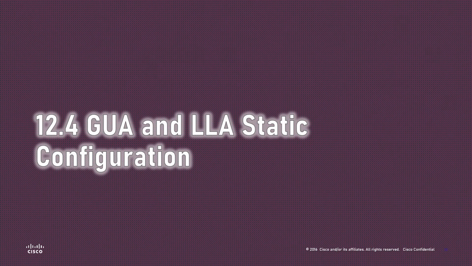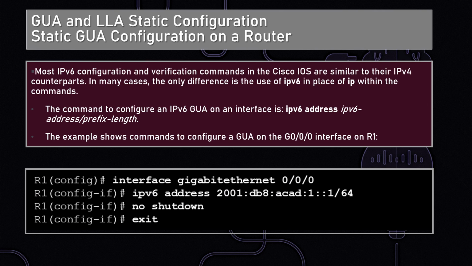Now let's look at some static configuration. Most IPv6 configuration and verification commands in Cisco IOS are similar to IPv4 counterparts. In many cases, the only difference is instead of using IP, we'll specify that it's IPv6.